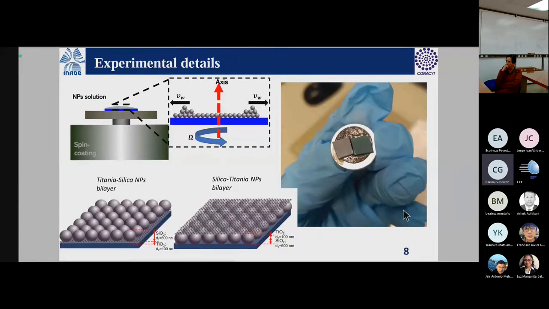Our first method to make the deposition of nanoparticles is spin coating. The intention of using this method is that it's easy, and also we can obtain a monolayer of the nanoparticles. With this, we can deposit the nanoparticles in two different arrays. The first is a titania-silica bilayer, where the bottom layer is a monolayer of titania nanoparticles and the upper layer is the silica nanoparticles. The second array is the opposite case, with the first layer of silica nanoparticles and the top layer of titanium nanoparticles. We can see the difference visually in this figure, where we can identify by the colors each nanoparticle layer and each nanoparticle configuration.